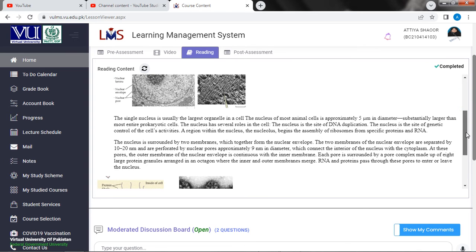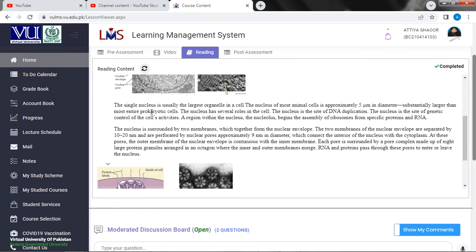The single nucleus is usually the largest organelle in the cell. The nucleus of most animal cells is approximately 5 micrometers in diameter, substantially larger than most entire prokaryotic cells. The nucleus has several roles in the cell. The nucleus is the site of DNA duplication. The nucleus is the site of genetic control of the cell's activities. A region within the nucleus, the nucleolus, begins the assembly of ribosomes from specific proteins and RNA.